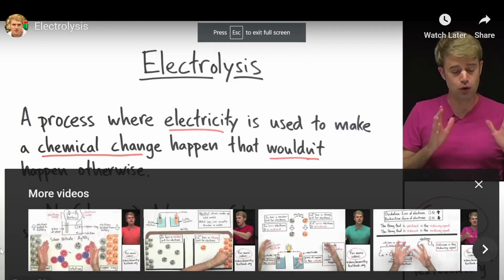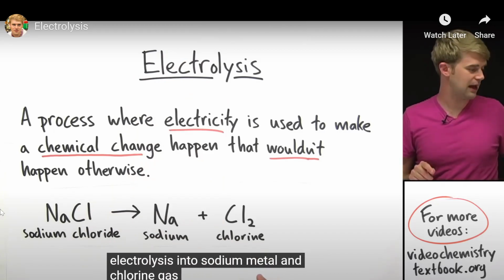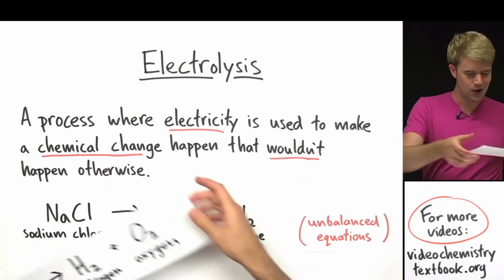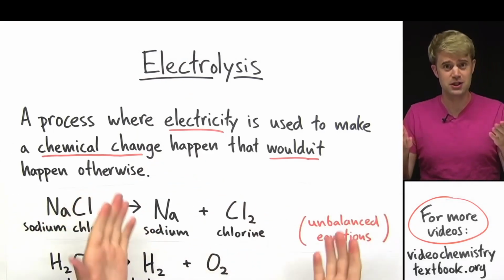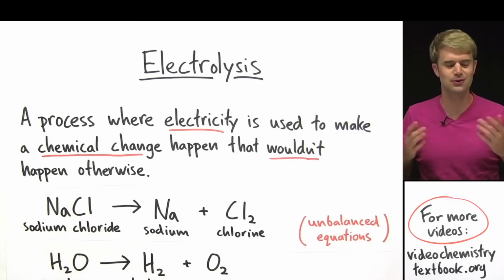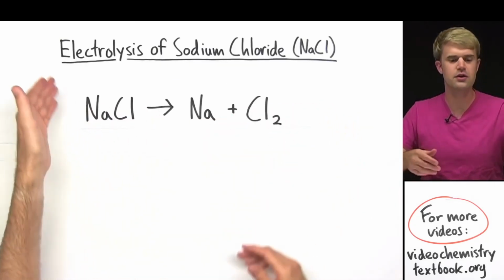Being broken apart by electrolysis into sodium metal and chlorine gas. And just FYI, this is an unbalanced equation. Then we'll look at an example of water being broken apart using electrolysis into hydrogen gas and oxygen gas. So let's get started by taking a look at this reaction. So here's an unbalanced equation for the electrolysis of sodium chloride.